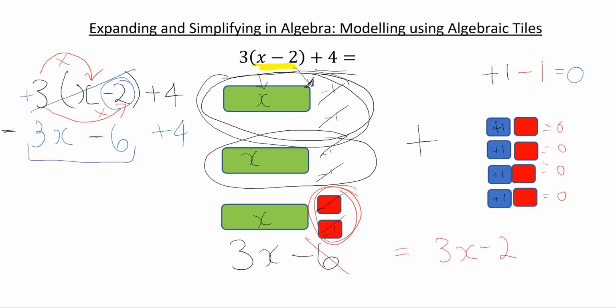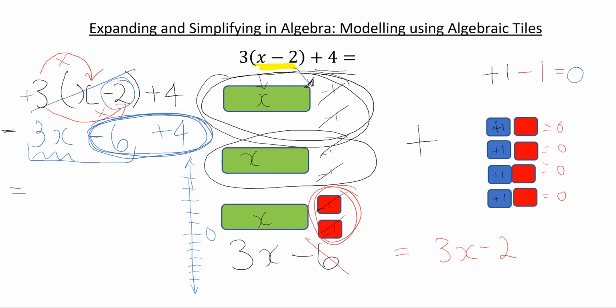Now I have to add the 4. So once you've done that, I want you to collect like terms. So there's no like terms with that, is there? But there's a +4 and a -6. So if you get stuck, remember, do your number lines. 1, 2, 3, 4, 5, 6.